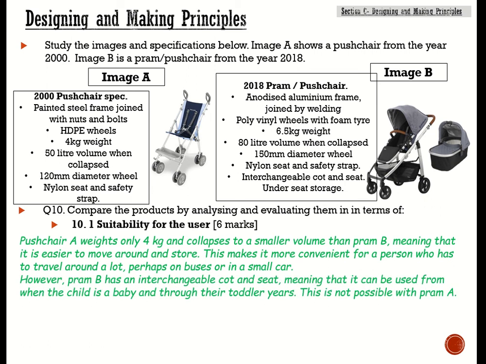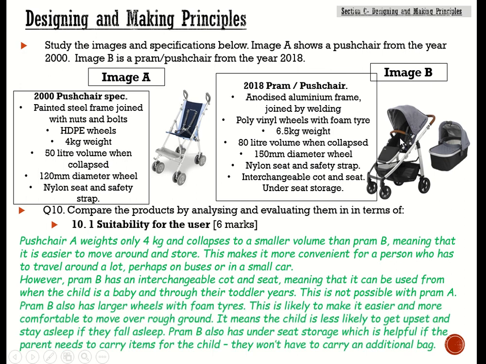However, pram B has interchangeable cotton seat, meaning that it can be used from when a child is a baby through their toddler years. That's another point. Now we're talking about the user being the child. Great. Pram B also has larger wheels with foam tyres. It's likely to make it easier and more comfortable to move around on rough ground. This means the child is less likely to get upset. There's also under seat storage. You can see that in the image. So look at the images. What do they show?